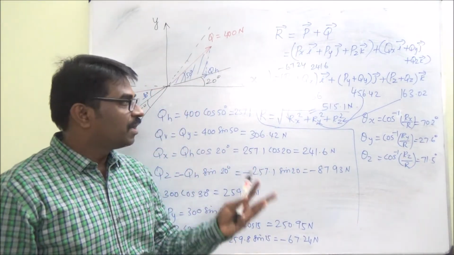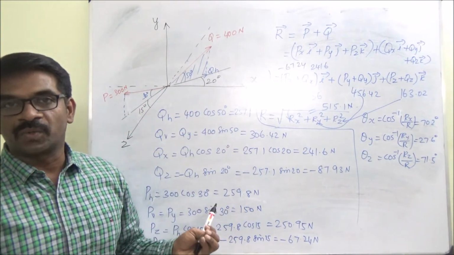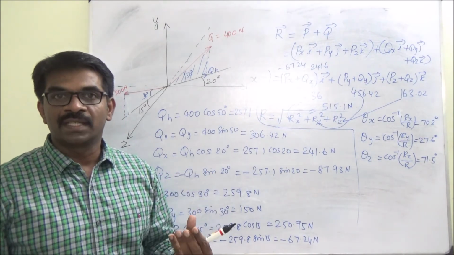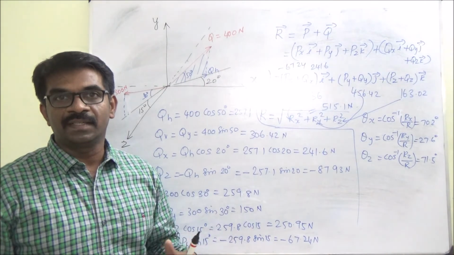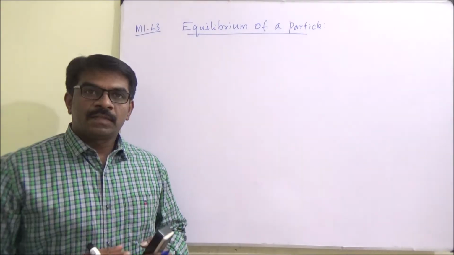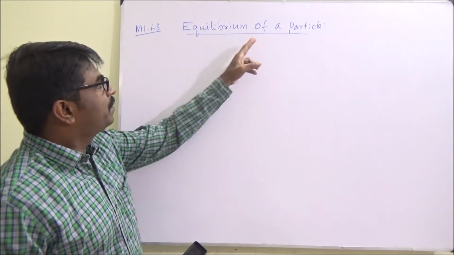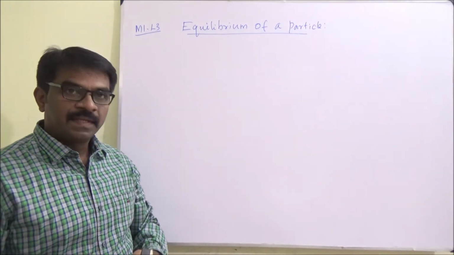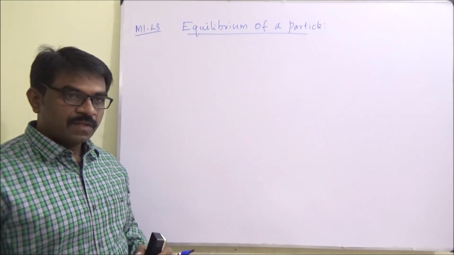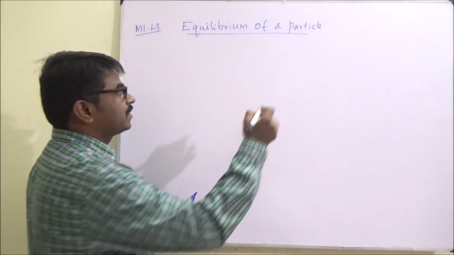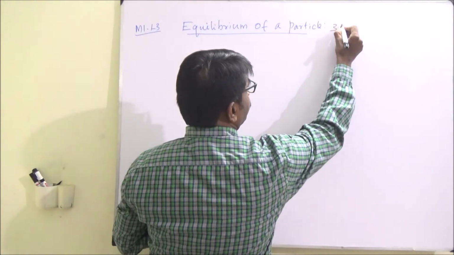I hope you have understood how to find out the resultant for a system of forces acting on a particle in space. Now, let us discuss equilibrium of a particle in space. So, the forces are in space. Okay, so 3 dimension.